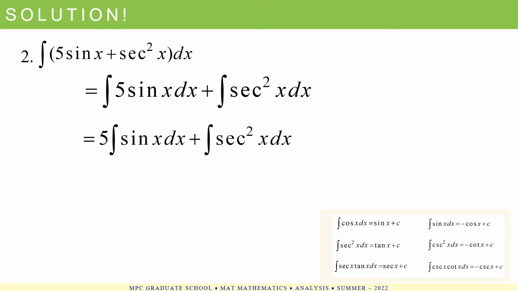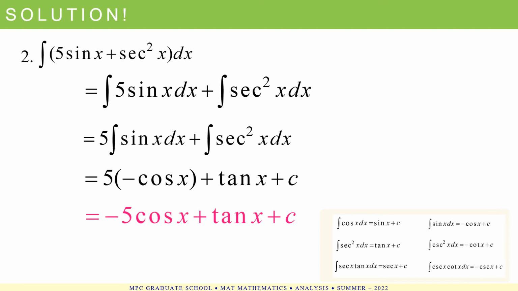We have 5 times the integral of sine x with respect to x plus the integral of secant squared x with respect to x. Now we can use our formulas for the integrals of trigonometric functions. We have 5 times negative cosine x, the integral of sine x with respect to x, plus tan x, which is the integral of secant squared x with respect to x. Simplifying this, we have negative 5 cosine x plus tan x plus c, which is the final answer.